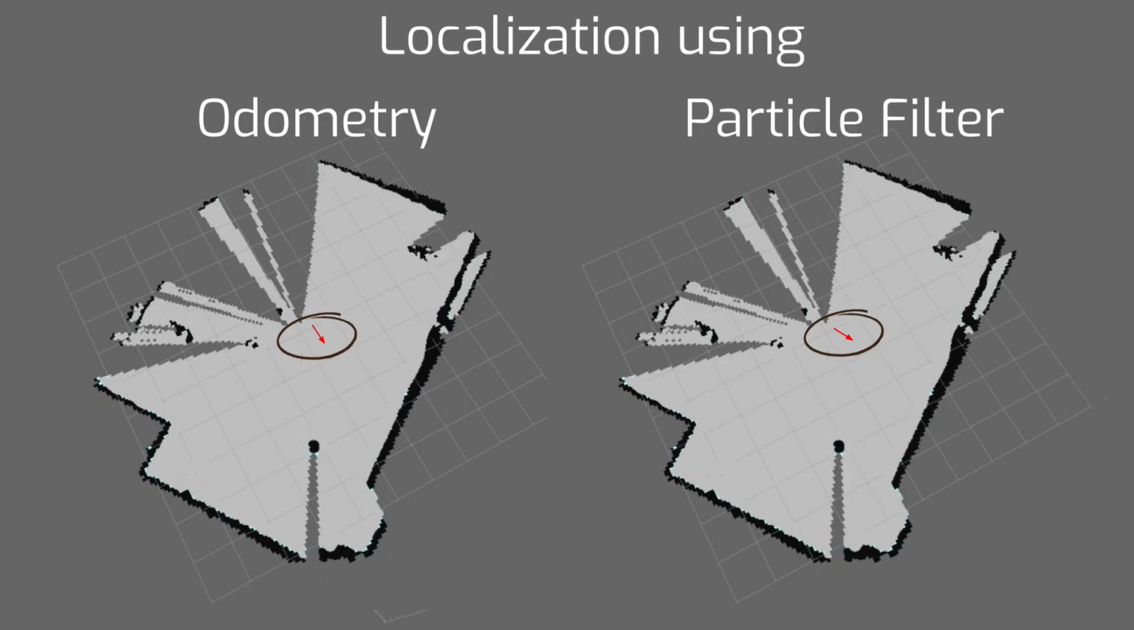In the image on the left, the pose estimated from odometry has drifted away from the true position. This drift accumulates naturally over time as the robot moves. But in the image on the right, the particle filter corrects this drift by matching the laser scan to the map. As a result, the estimated pose aligns much more accurately with the environment.